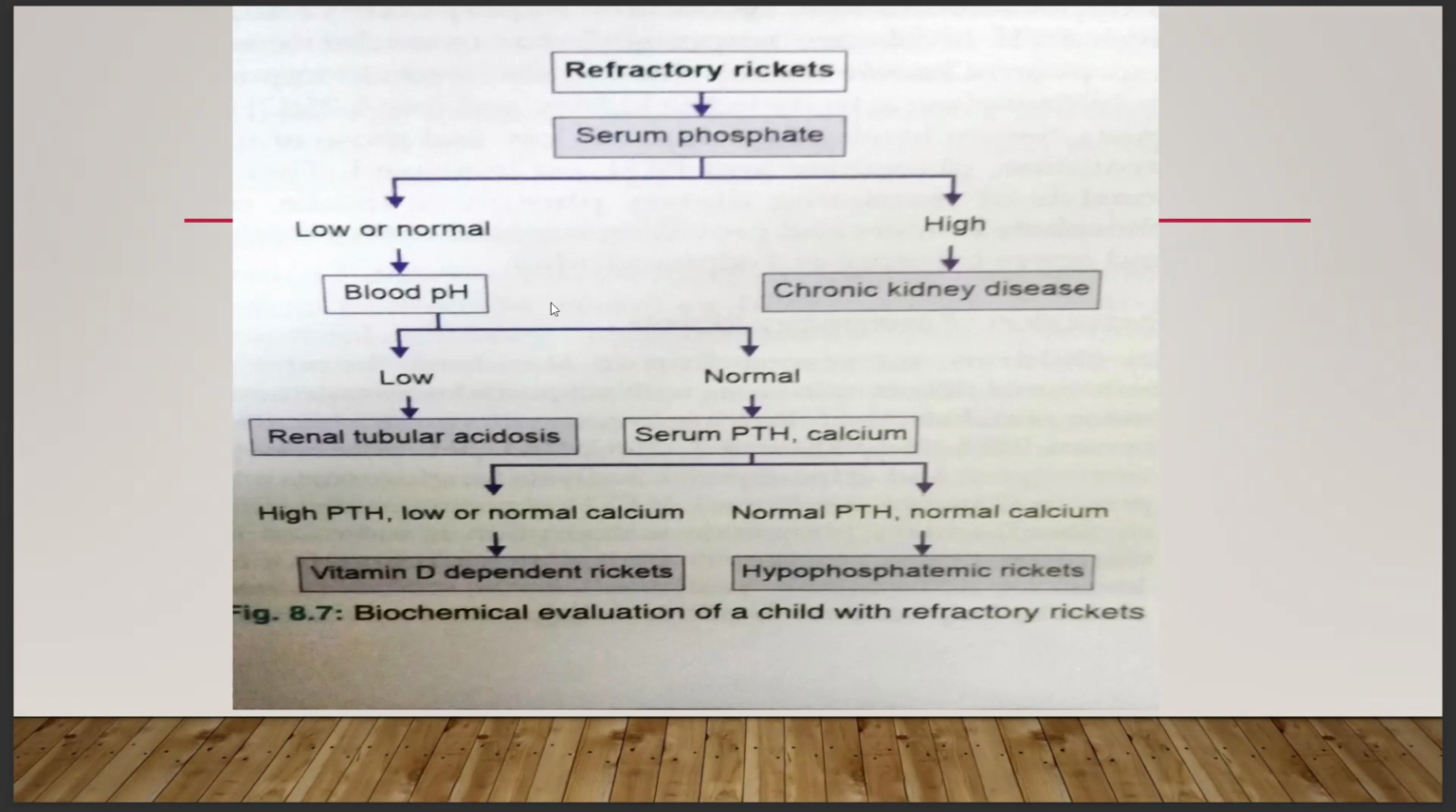If the blood pH is normal, we look for the serum parathyroid hormone and calcium levels. If we get a high parathyroid hormone with low or normal calcium levels, that is indicative of vitamin D dependent rickets. And if we find normal PTH and normal calcium, that will be indicative of hypophosphatemic rickets. Okay, so this is the biochemical evaluation of a child with refractory rickets. We can identify what the causes of refractory rickets are.